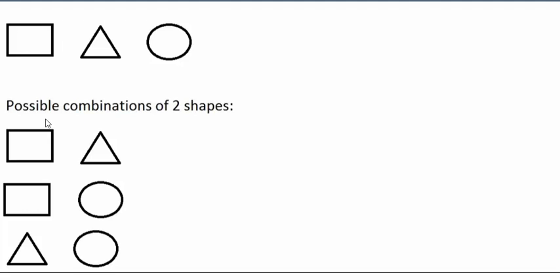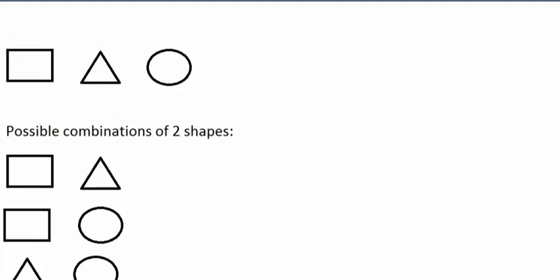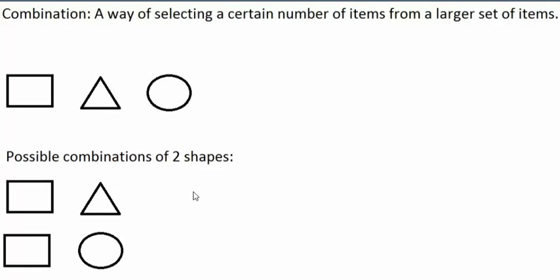You could select the square and the triangle. That's one possible combination. You could select the square and the circle. That's another possible combination. Or you could select the triangle and the circle. That's the third possible combination. So basically there's three ways to select two shapes from these three shapes, and those are the three possible combinations in this situation.